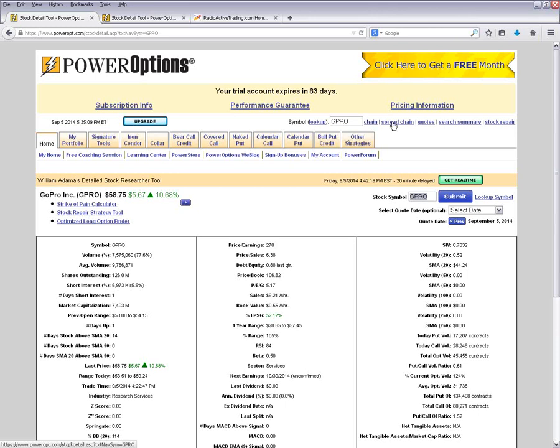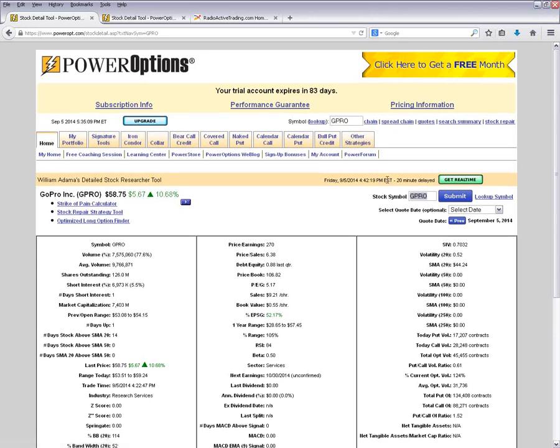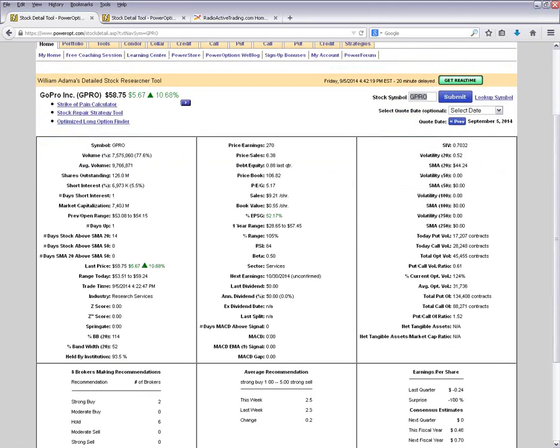I'm going to go to GoPro, and I'm going to go to Quotes. Okay, so this takes us to the Stock Quotes page. Here is all the information that we have. The total call volume today was 28,248 contracts. Total put volume 17,000. Your total option volume today on GoPro was 45,000 contracts across the different months.